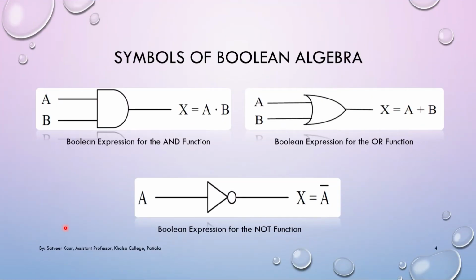These are the symbols to represent Boolean algebra. The first one is the Boolean expression for the AND function, and this one is the AND gate, and X equals A and B is the Boolean expression. The second one is the Boolean expression for the OR function. This one is the OR gate and X equals A or B. And the third one is the Boolean expression for the NOT function. This one is the NOT gate and X equals A bar, or you can say X equals A inverter is the symbol, or expression, for the NOT function.